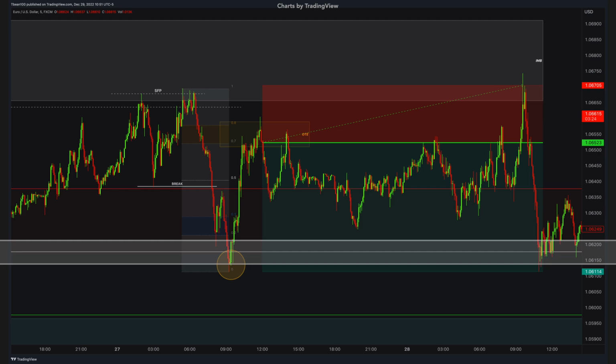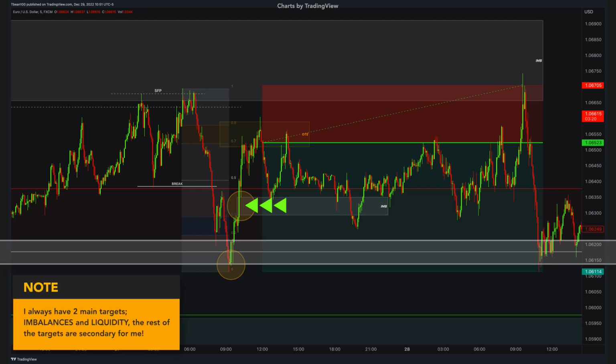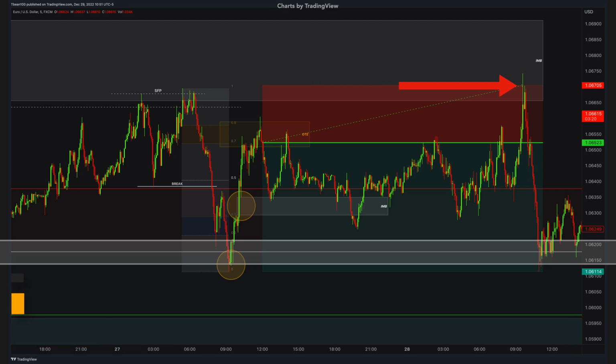However, I know myself very well. I would definitely take a big partial profit at this giant imbalance. Because for me, there are only two main targets: imbalances and liquidity points, and sometimes other fresh supply and demand areas. As you can see, this trade would have been stopped out after a while. But by taking some profits from this imbalance, I would at least keep a break-even trade at worst.